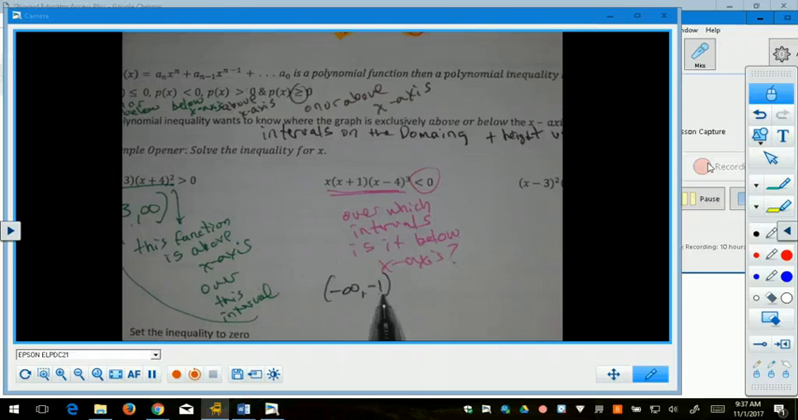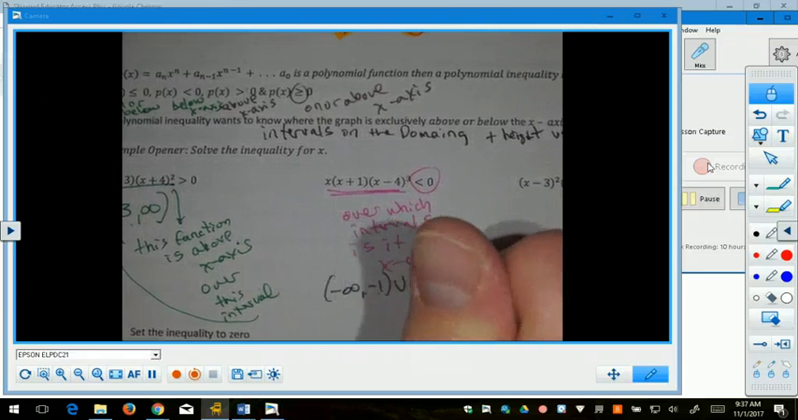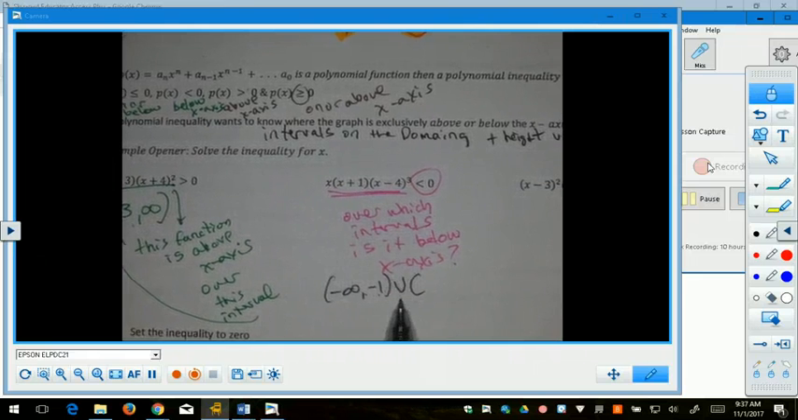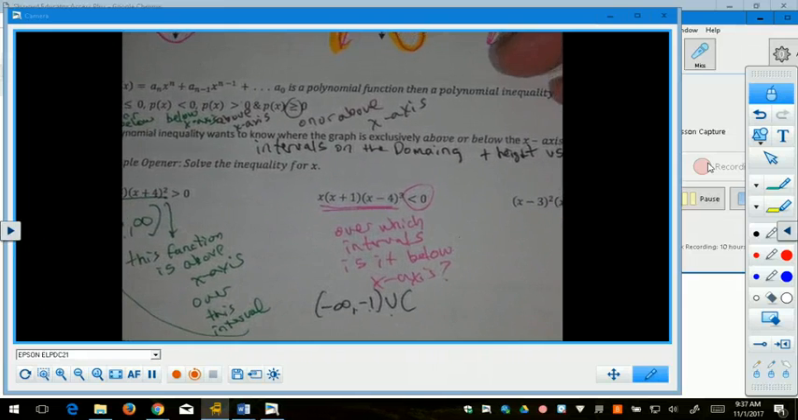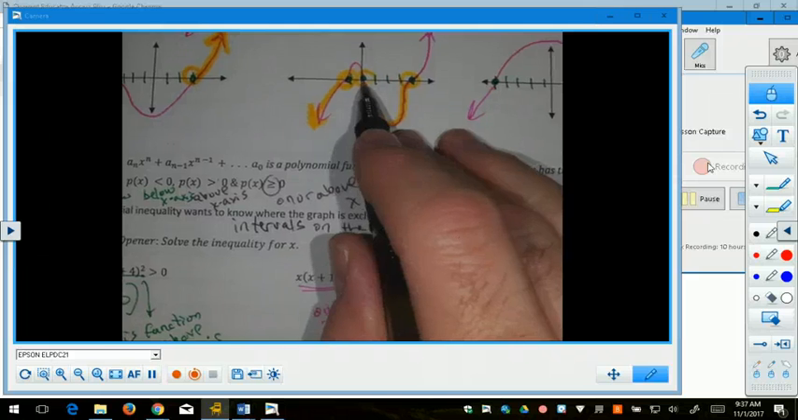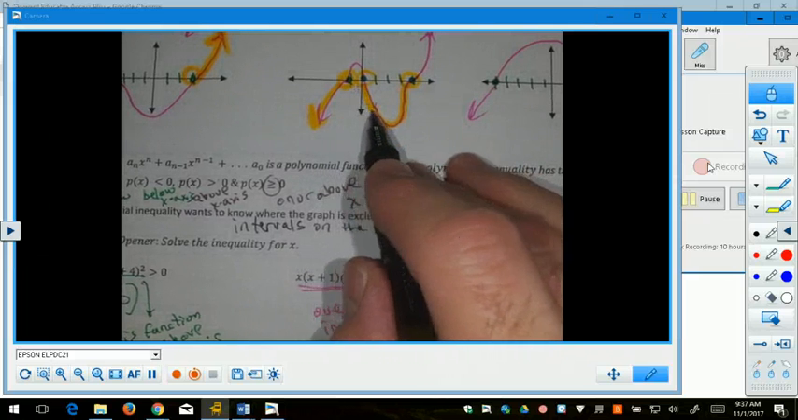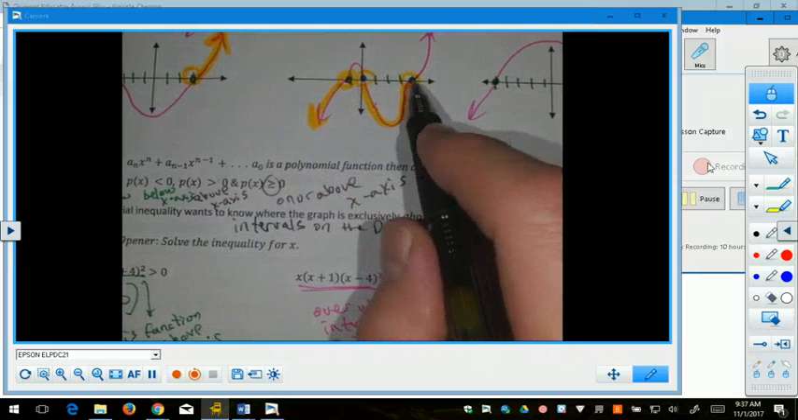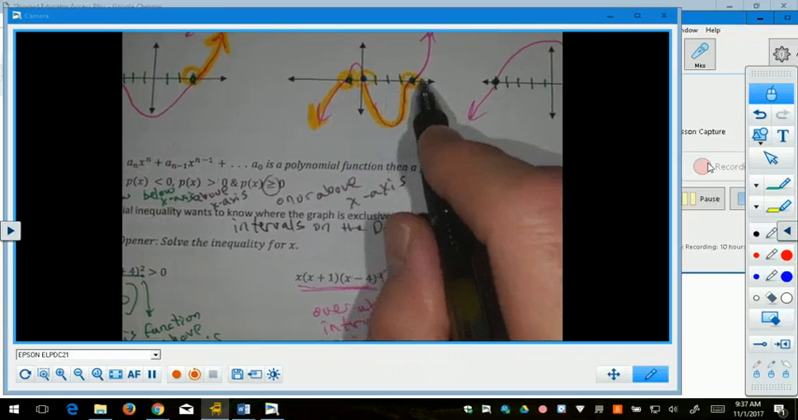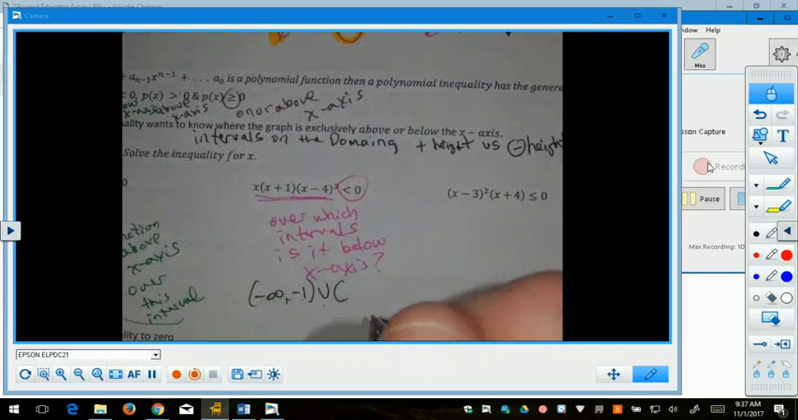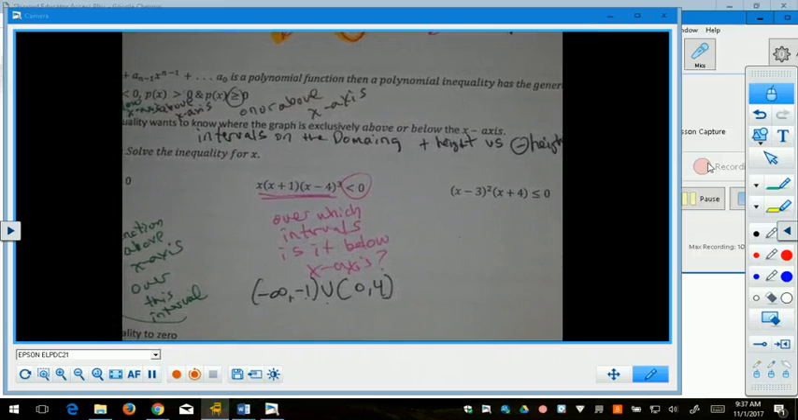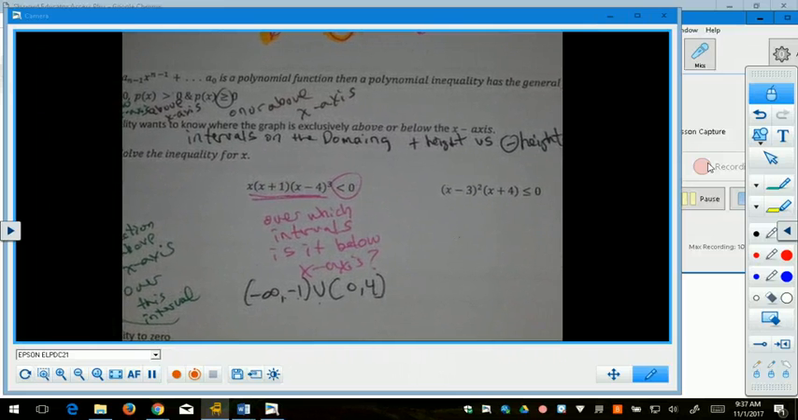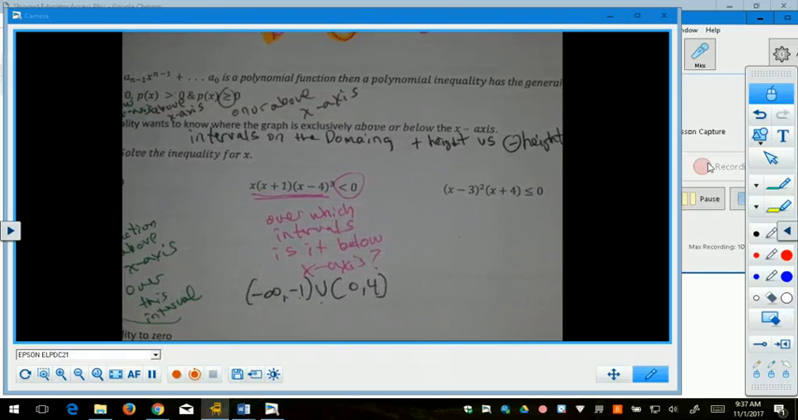Negative infinity up to, but not including -1, joined with one more part of the graph that's below the x-axis, and that's from 0, but not including 0, all the way up until I get to 4, but again, not including 4, because 4 is equal to 0. So from 0 up to 4. Any questions on that one?